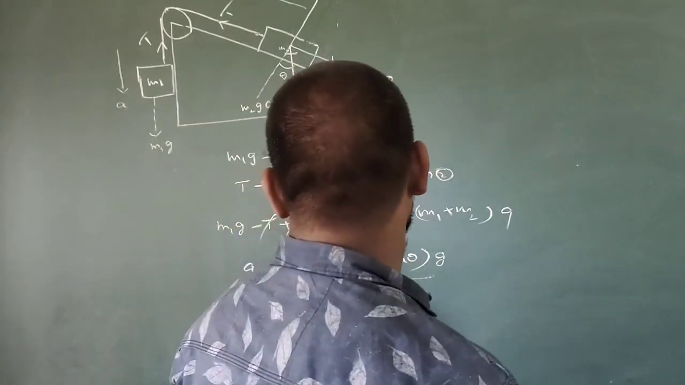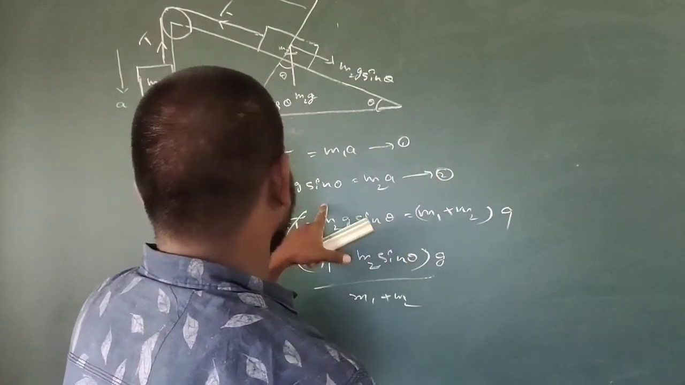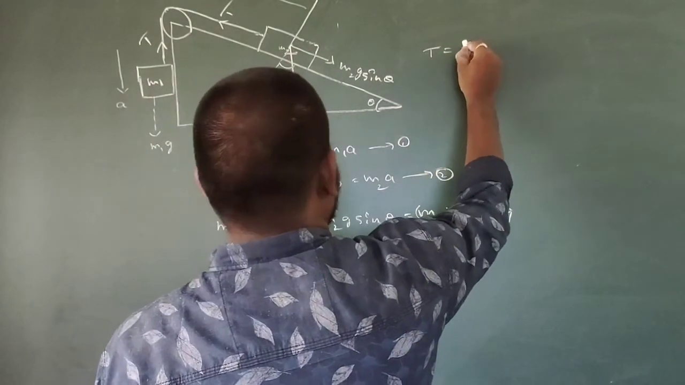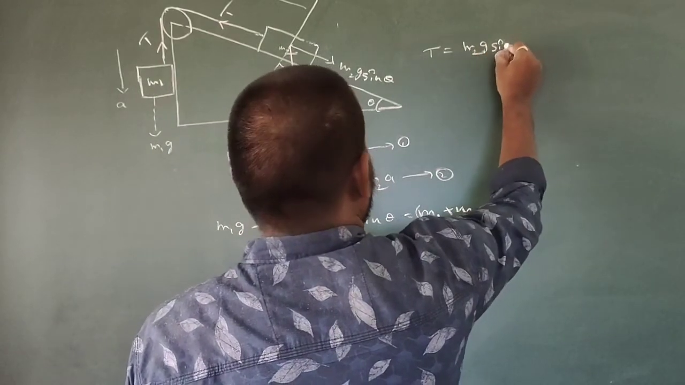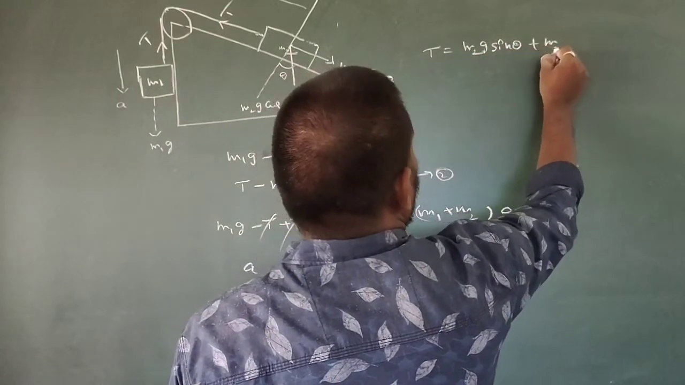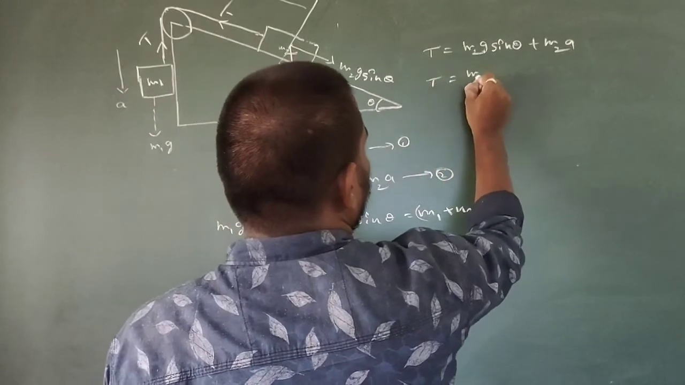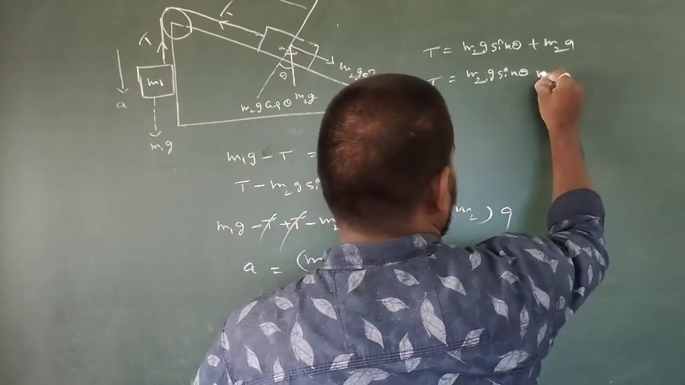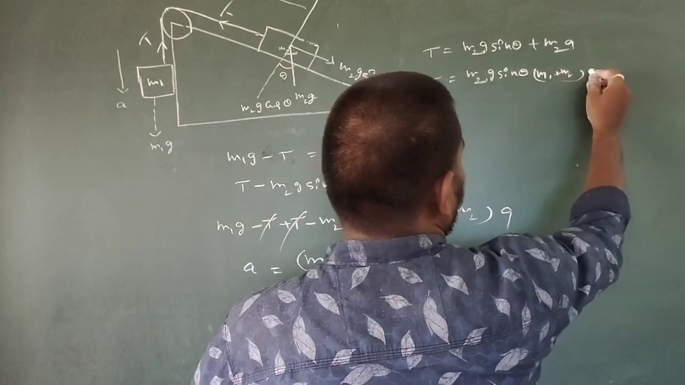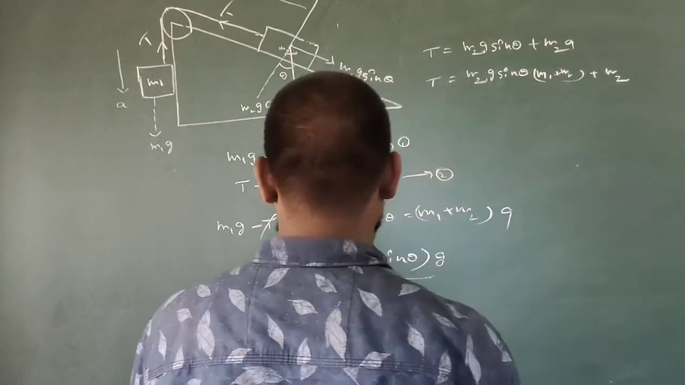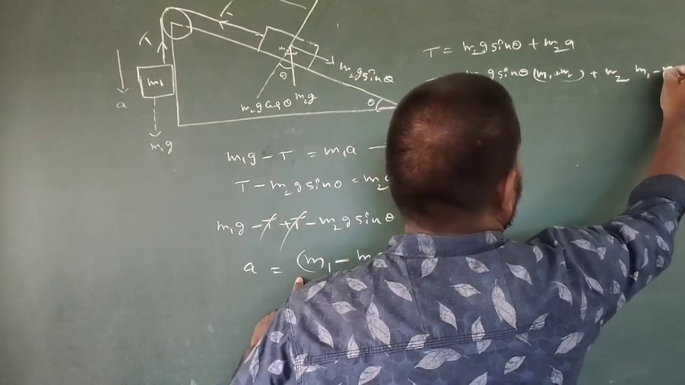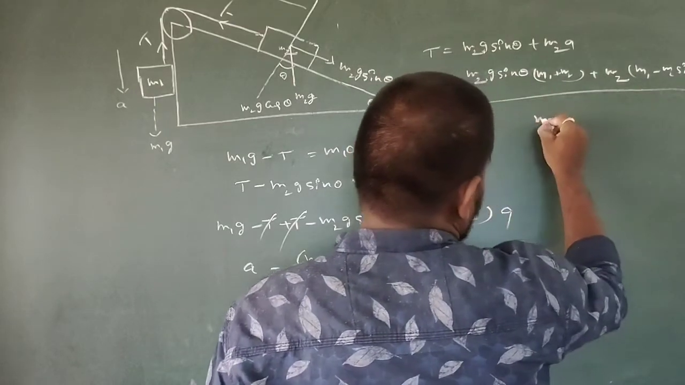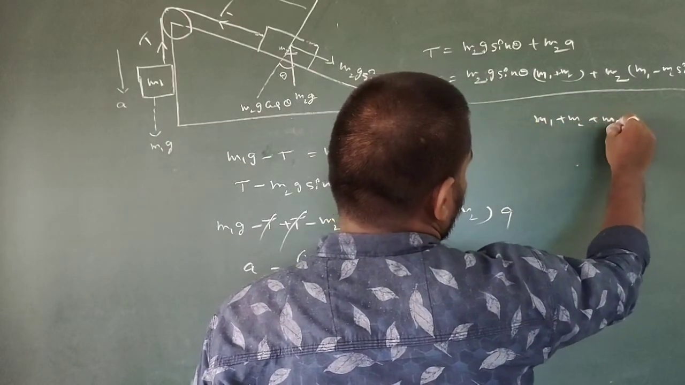Okay, this acceleration, on substitution in equation number 2, you will get the tension. From equation number 2, T is equal to m2g sin theta plus m2a. Then tension T is equal to m2g sin theta, taking the LCM, m1 plus m2 plus m3, and a is m1 minus m2 sin theta into g by m1 plus m2 plus m3.